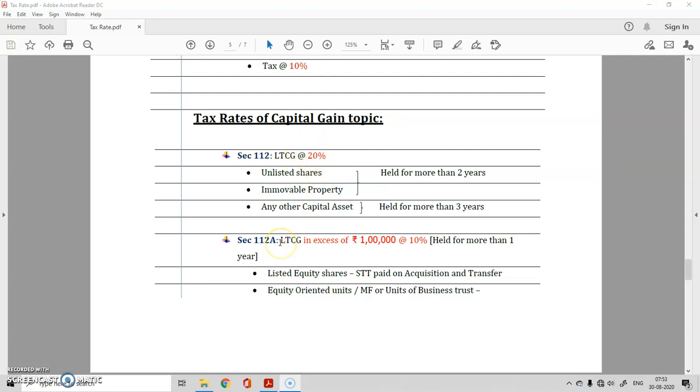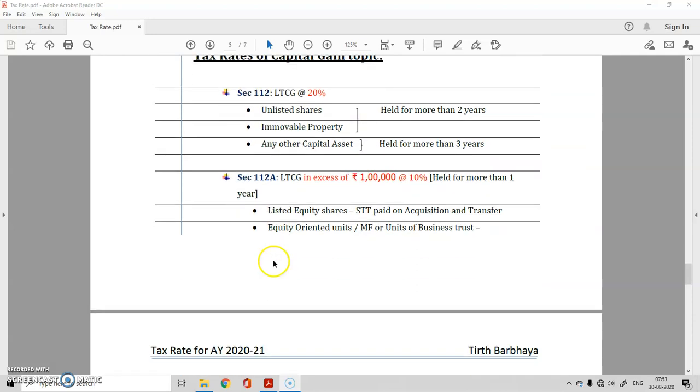Section 112A: LTCG in excess of 1 lakh at the rate of 10%, held for more than 1 year. It means that if the capital asset, like listed equity shares, equity-oriented mutual funds or units of business trust, is held for more than 1 year, then it is treated as a long-term capital asset and long-term capital gain is levied under section 112A, if in excess of 1 lakh, at the rate of 10%.